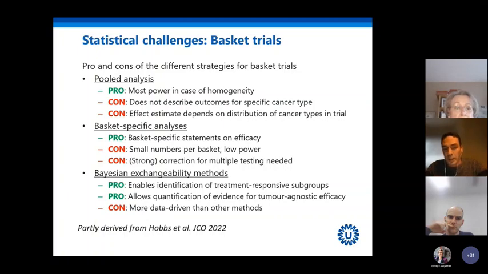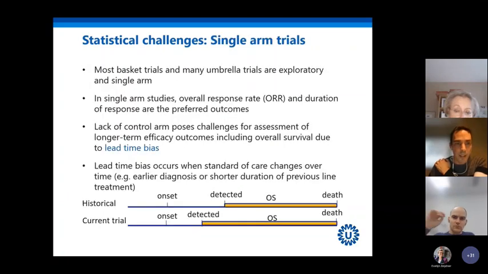But the only disadvantage that I see is that it's quite a data-driven method. You just pool baskets that have similar observed rates only based on the data that you observed during the trial. So at least I think this needs to be supported by clinical knowledge or expertise, or at least a separate confirmatory study afterwards. But that's the only disadvantage that I see with these Bayesian methods.